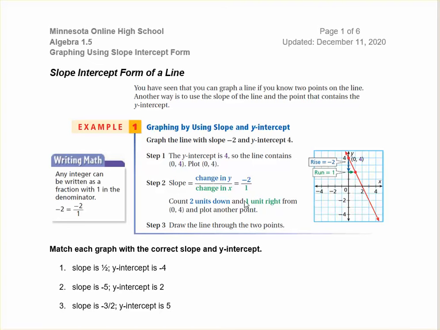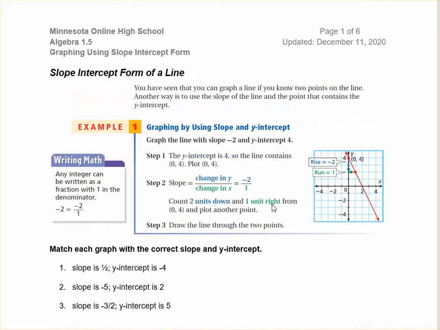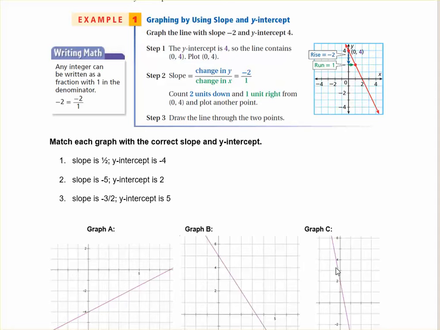In this video, we're going to look at a few problems from graphing using slope-intercept form of a line. And there's another video for this assignment that goes over some of these by Khan Academy, so watch that one too. Alright, so this first part is about how to graph using slope and y-intercept, and then you're given a matching problem here.